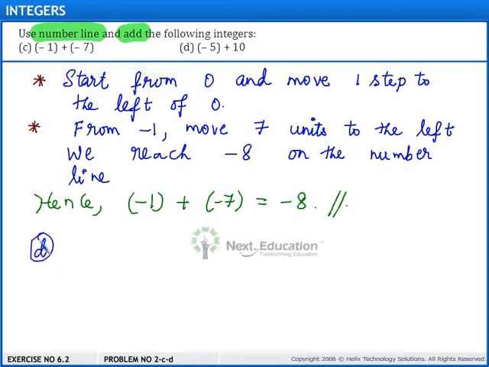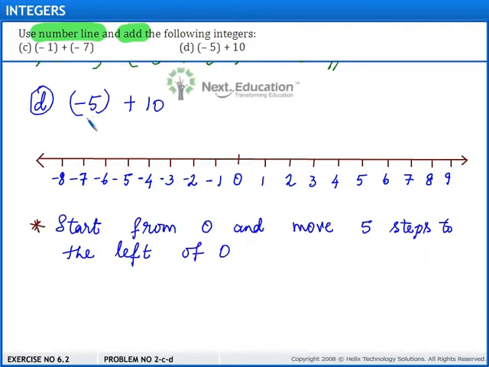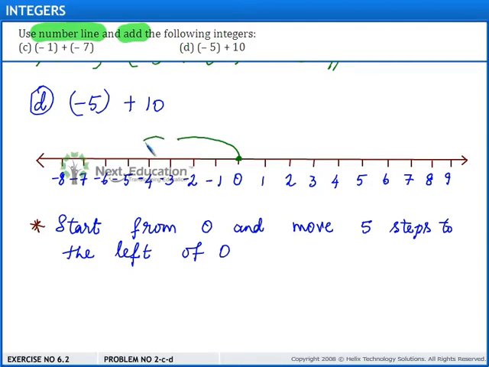In part D, we have -5 plus 10. We need to add these two integers using the number line. Consider the number line. To add -5 and 10, the first step would be to start from 0. Since we have -5 here, we need to move 5 steps to the left of 0. So 1, 2, 3, 4, 5. So we have moved 5 steps to the left starting from 0.